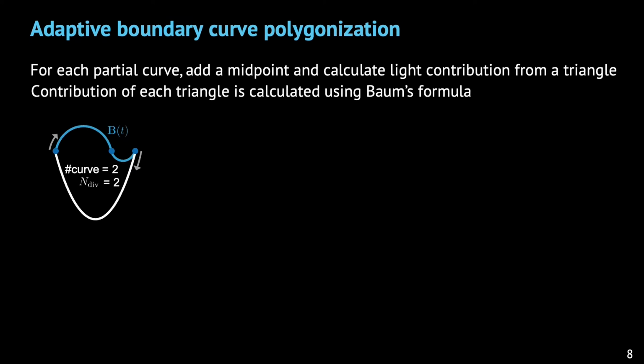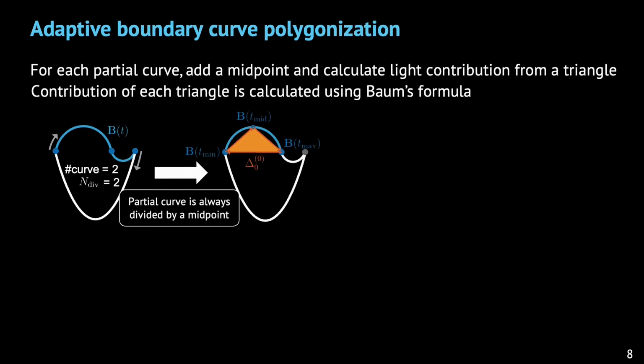Let me explain the details using an illustration. Equally to the original Ramer-Douglas-Peucker algorithm, we incrementally subdivide a part of the boundary curve. To reduce the computational cost to find the best intermediate point, we always divide a part of a curve using the midpoint. By picking the midpoint of a curve section, we can define a small triangle considered as a polygonal light. Then, we calculate the contribution of this triangular area light, and if the contribution is more than a predefined threshold, we continue subdivision.